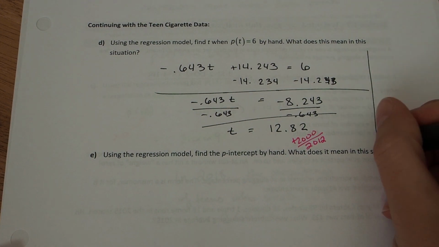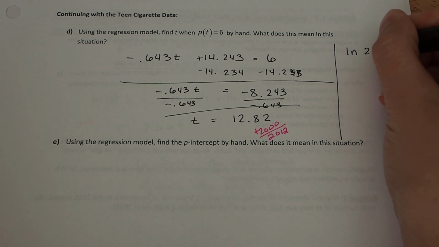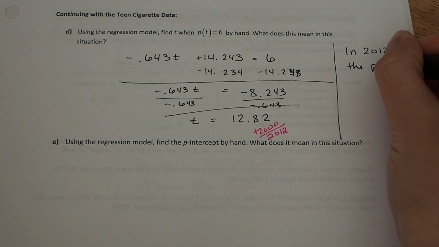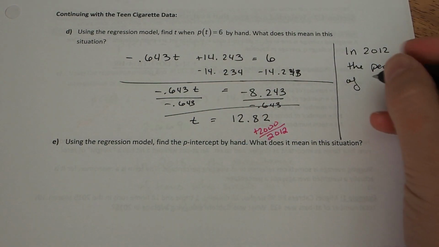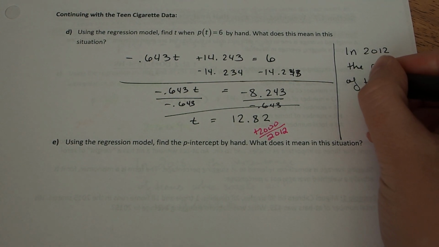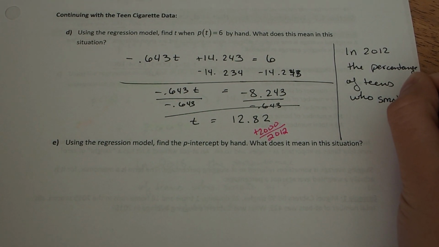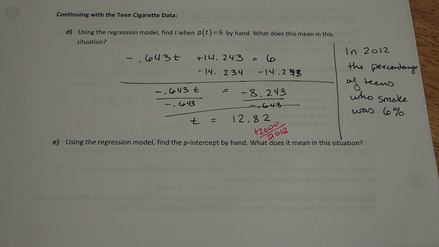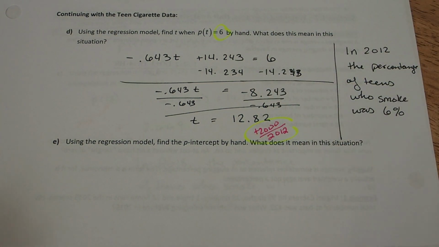Okay. So our explanation of what this means, we'll squeak it in over here on the side. In 2012, the percentage of teens who smoke is that value 6 that we plugged in for P of t. So the percentage of teens who smoked was 6%. Again, always in an explanation, make sure you mention both values, the value you plugged in and the value you got out.